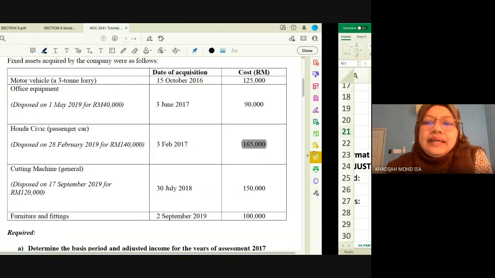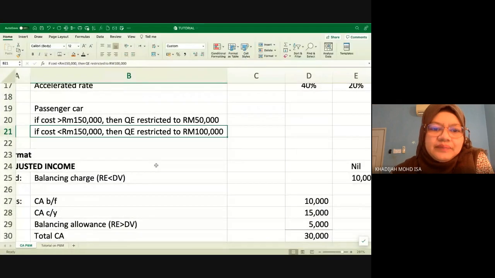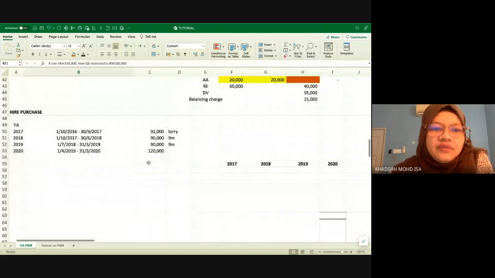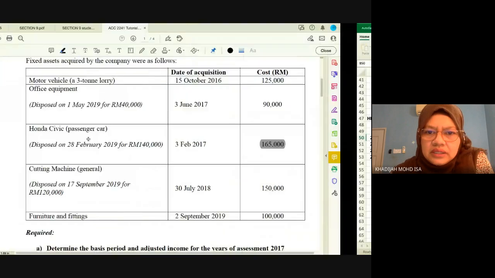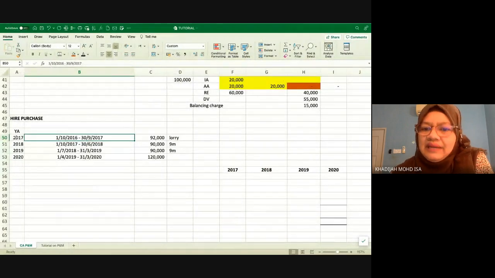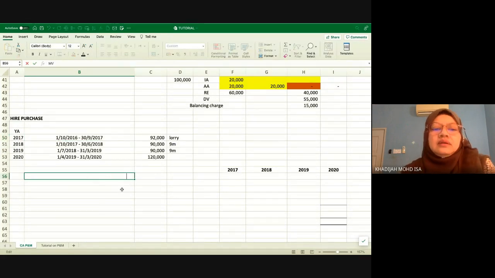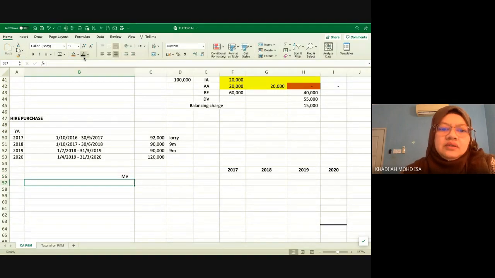Okay, so now we are going to look into the asset acquired. You have a motor vehicle that was acquired on 15 October 2016 for 125,000. So for your first motor vehicle, 15 October 2016, it falls in YA 2017, isn't it? So it means that for your motor vehicle, what is it you first purchase?